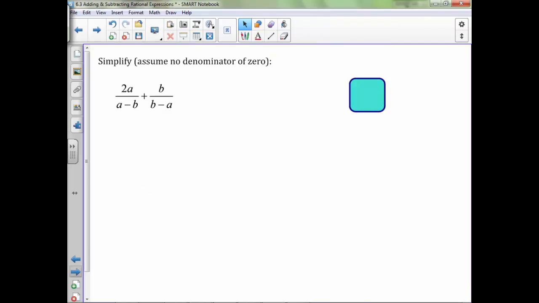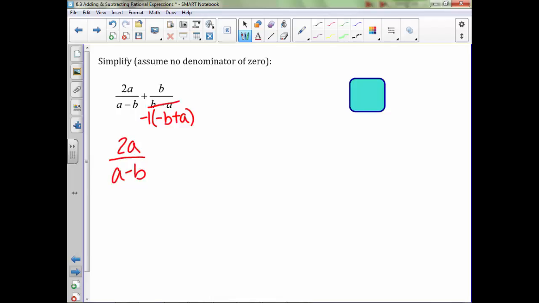Alright, now notice these don't have the exact same denominator, but they're only different by a negative. So let's go ahead and factor out a negative 1 from the denominator here. So we're left with negative b plus a. So we can actually rewrite this as 2a over a minus b. And then we can move this negative 1 up to our numerator, because negative 1 over 1 is the same thing as 1 over negative 1, which is the same thing as negative 1. Those are all the same.